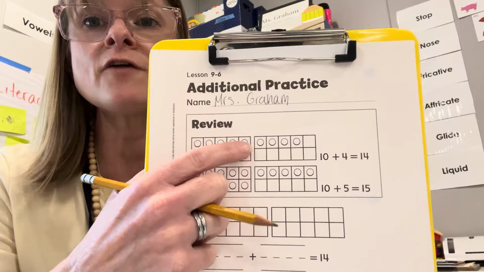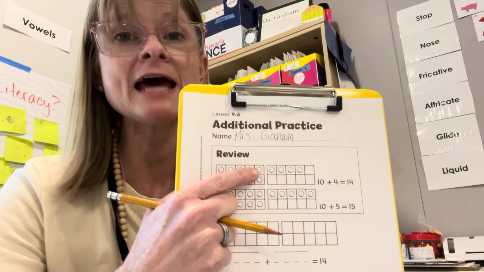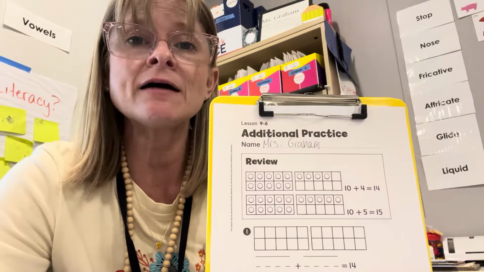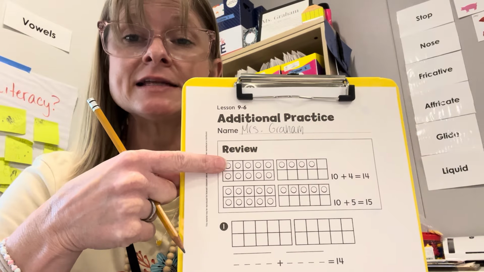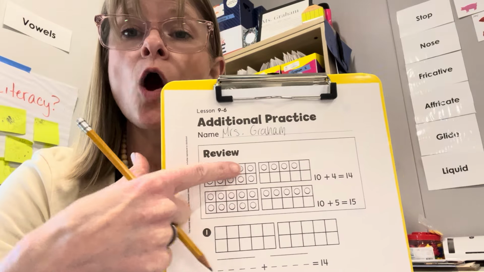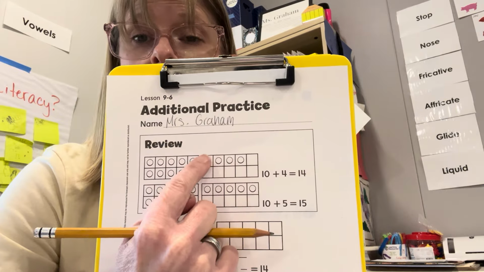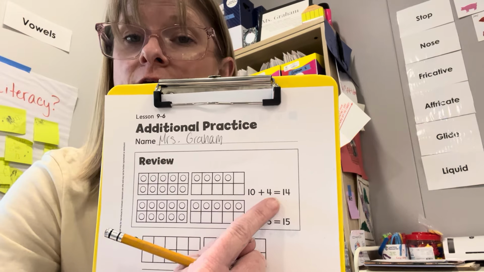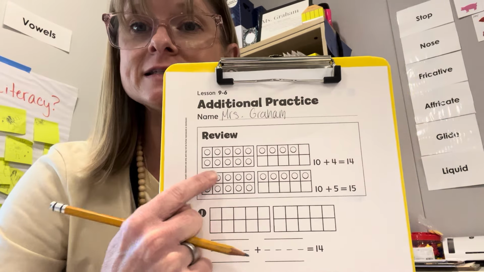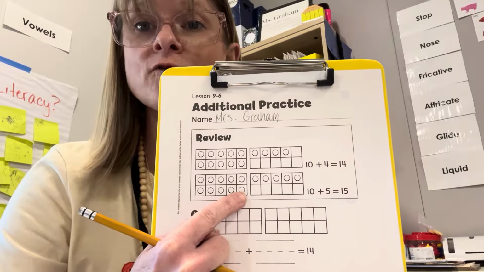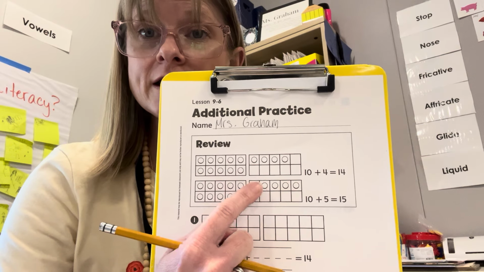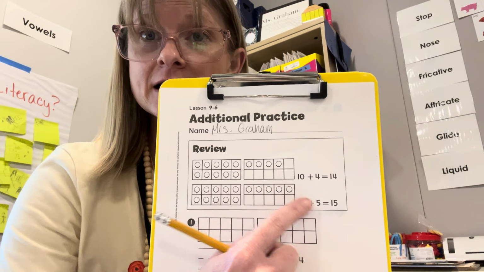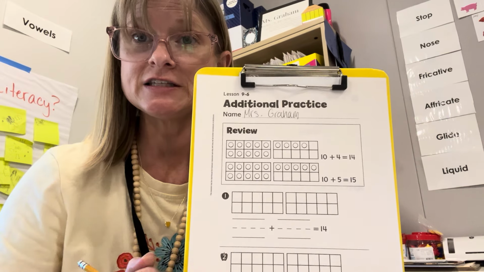So here we have our group of 10. It's called a 10 frame. If the 10 frame is full of counters, it's 10. You don't even have to count them. You know it's 10 because it's full and it's a 10 frame. So this is showing 10 and 1, 2, 3, 4 ones. 10 plus 4 equals 14. Here again, we see it's full. So it's a group of 10 and 1, 2, 3, 4, 5. There's our 10 plus 5 equals 15.